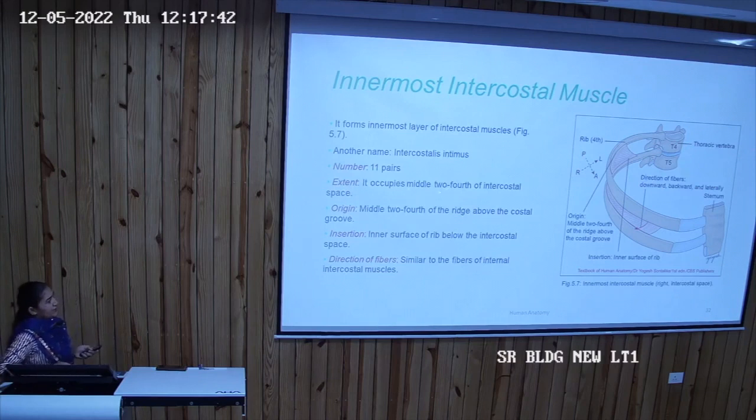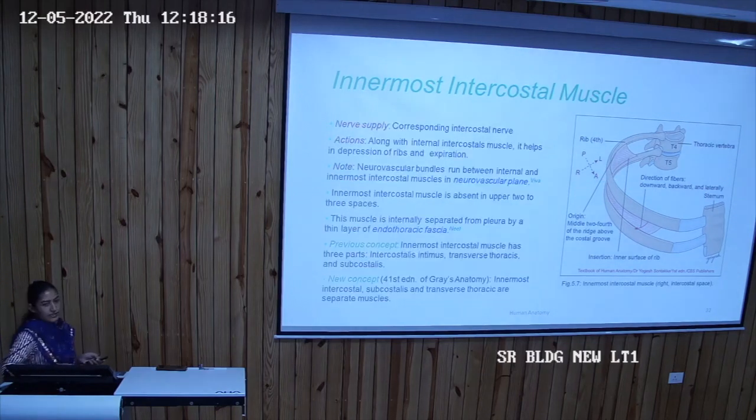So it occupies the middle 2/4 of the intercostal space. The origin of these muscle fibers is the middle 2/4 of the ridge above the costal groove. So above the costal groove, this area will be giving the origin to these fibers. Now where are they inserting? On the inner surface of the rib below. So there the insertion of the innermost intercostal fibers takes place.